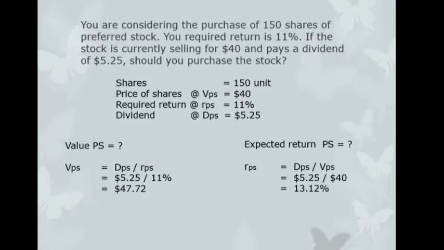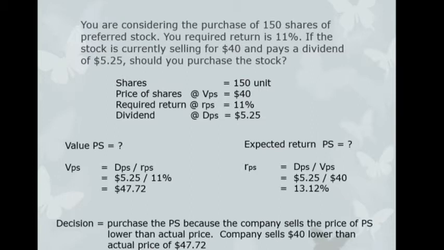Now we want to get the expected return on PS. So the formula of RPS equals DPS divided by VPS. DPS 5.25 divided by VPS $40. So we get 13.12%.